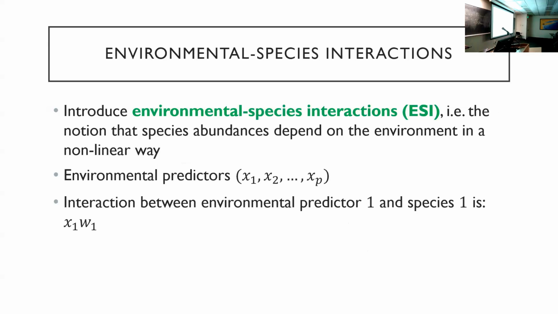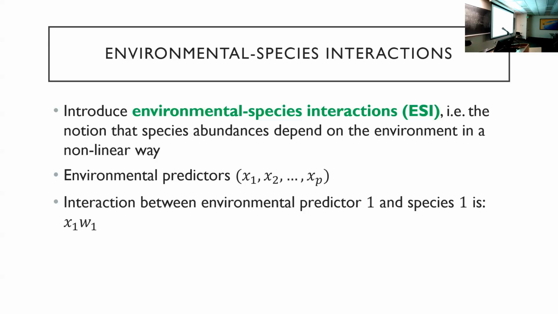All right, the second biological mechanism that we're trying to put into the growth rate is this notion of environmental species interactions, which is the notion that the abundances of the species depend on the environment in a non-linear way. So it's not just that for every 1 unit increase of temperature, it's going to lead to exactly a 1 unit increase in abundance.